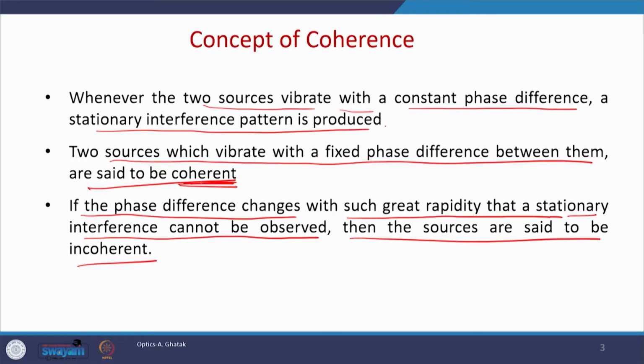For the sources in which the constant phase difference is maintained, or for the sources for which we are able to get sustained interference fringes, we name them coherent sources, while the sources which do not produce sustained interference fringes, or do not maintain a constant phase difference, are called incoherent sources. These things we know from our previous lectures.